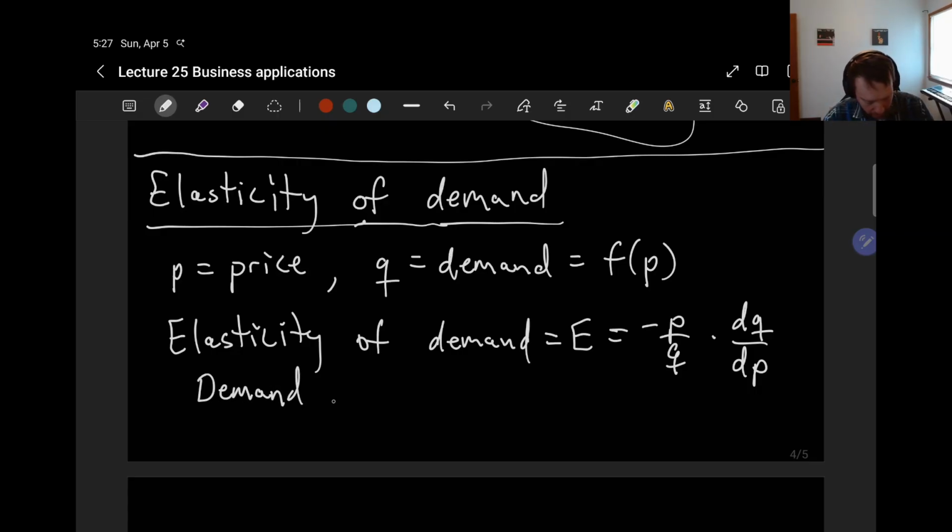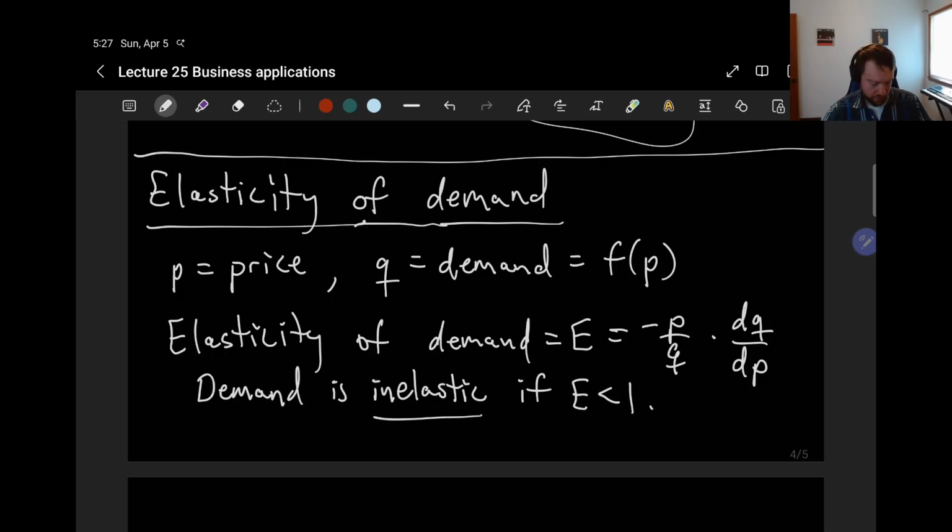We say the demand is inelastic. So this is with one particular outcome when that E number ends up being less than 1. So if we work out this E here, and it's a number less than 1 with my specific price, then the demand is inelastic in that case. And I'll explain what that means.